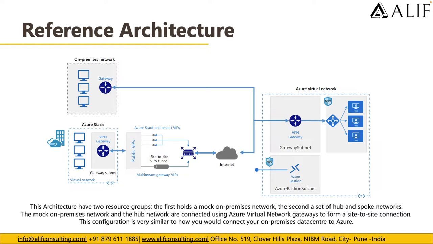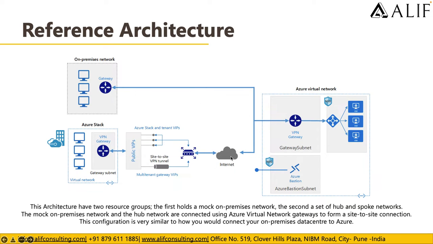Well, let's talk about the reference architecture. So this is the reference architecture. You will see there is a VPN gateway that has been deployed, and then you have an on-premise VPN gateway, and then you have Azure Stack, which is one of the features to take the Azure cloud capability to the on-premise. And they are connected using the VPN gateway.